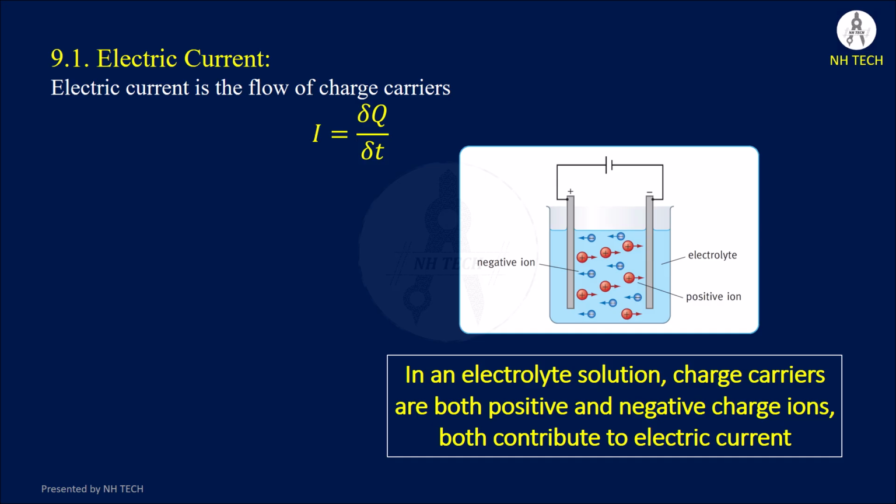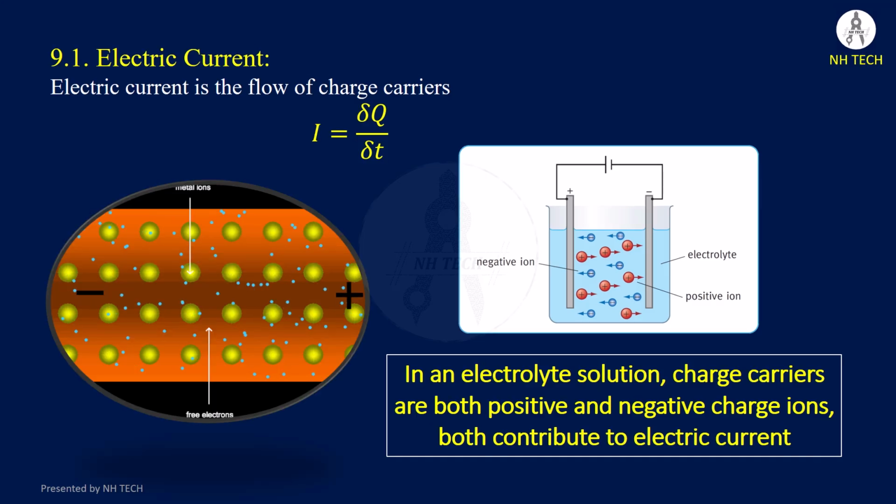And if we talk about the charge carriers, then in an electrolyte solution charge carriers are positive and negative ions, and in a metal wire, the charge carriers are free electrons. Actually, in metals, atoms are fixed, so only free electrons can move. Applying a potential difference causes electrons to move with a drift speed, creating electric current.